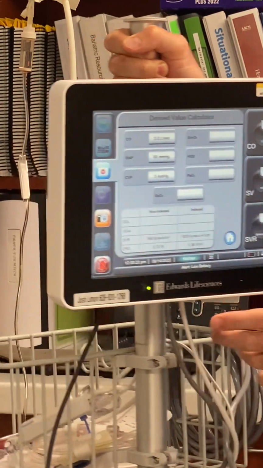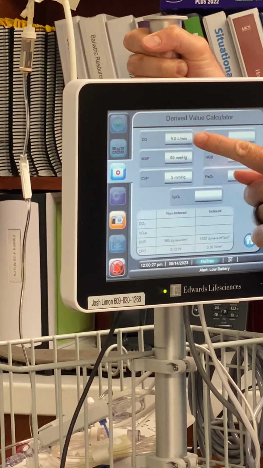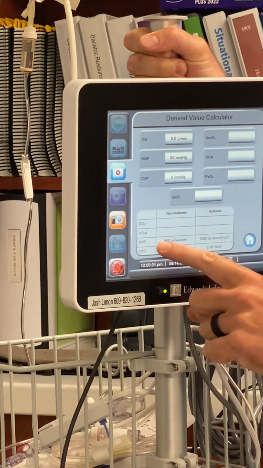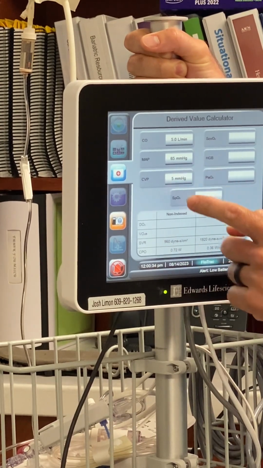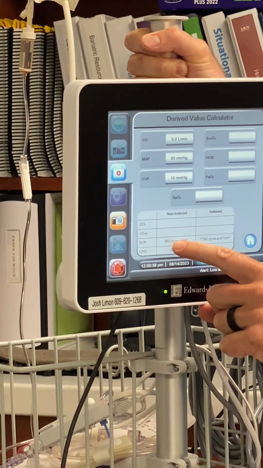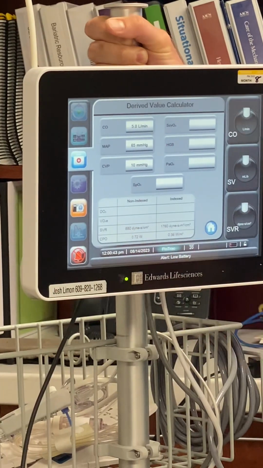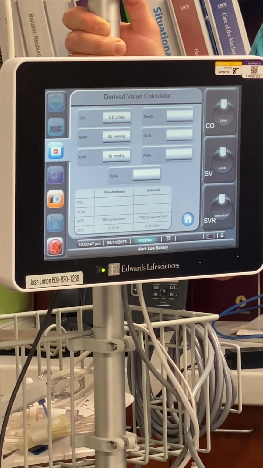Right. So here on the screen, we have a derived value calculator. I put in our cardiac output of 5, our MAP of 65, and a CVP of 5. That's giving us an SVR of 960, right? If I change that CVP to a 10, it went from 960 to 880. So that's 80 points. We're not going to do anything clinically different at that point. Do you understand what I'm saying?